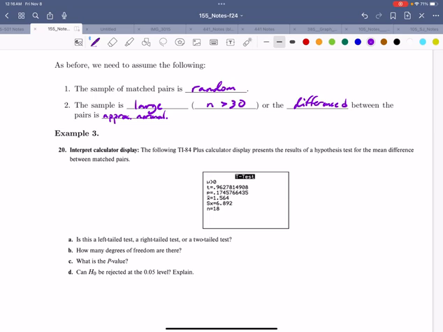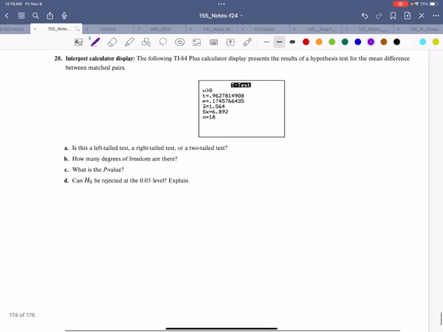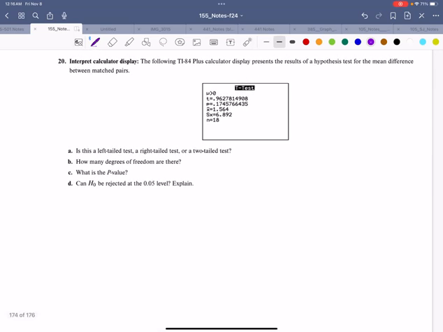All right. Now, one last example. We won't be calculating anything. The calculator already did the work. This is just making sure we know how to interpret a display. So let's see. Is this a left-tailed, right-tailed, or two-tailed? Well, I've got mean greater than 0. So let me highlight that and say, well, I guess that means it's right-tailed.